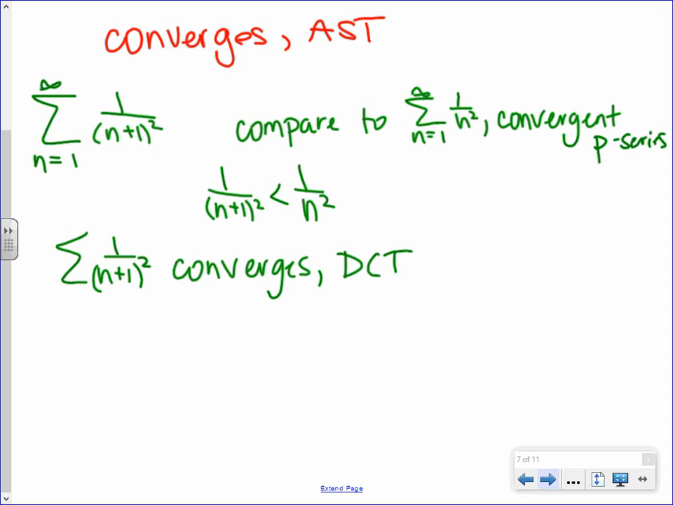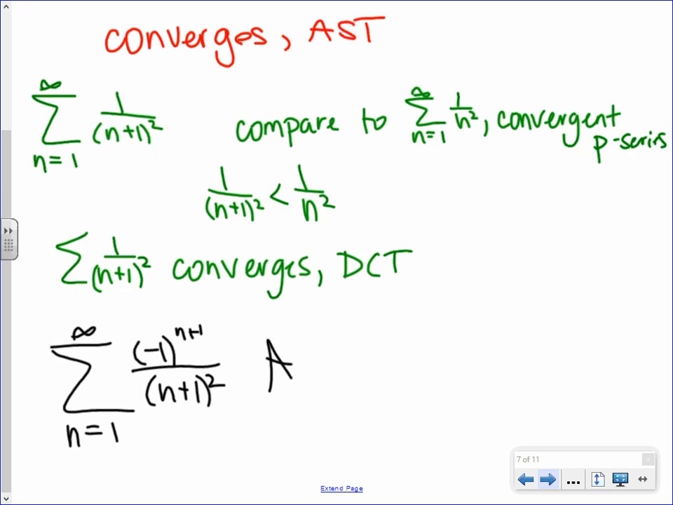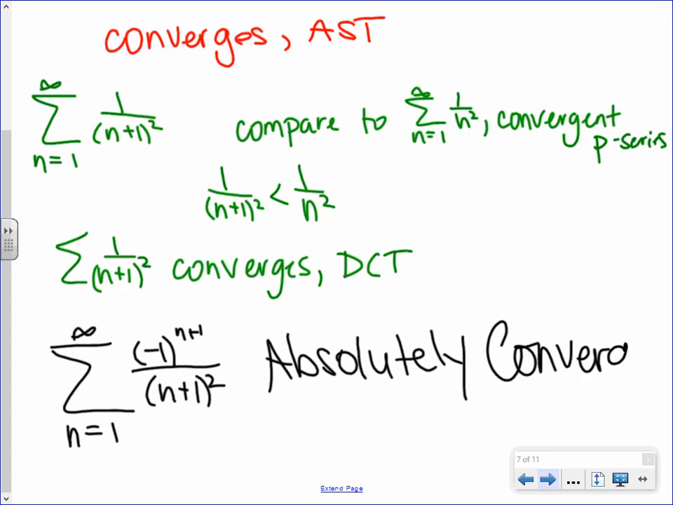Okay. Which means we know that the series from 1 to infinity of negative 1 to the blah, blah, blah, absolutely converges. We know that because A, it converges, okay? B, we took away the alternating piece and it still converges. So it absolutely converges. We can put absolute values on that sucker and it's still going to be a convergent series.